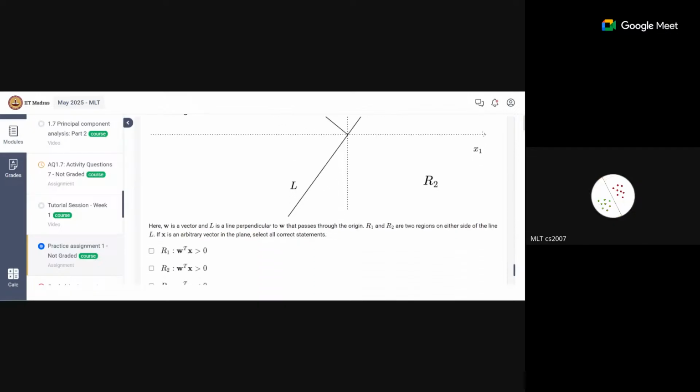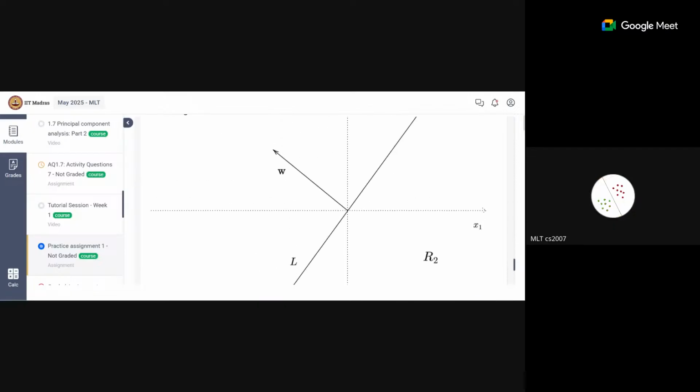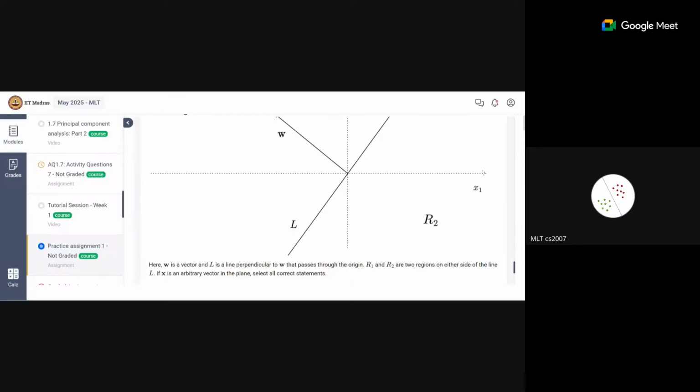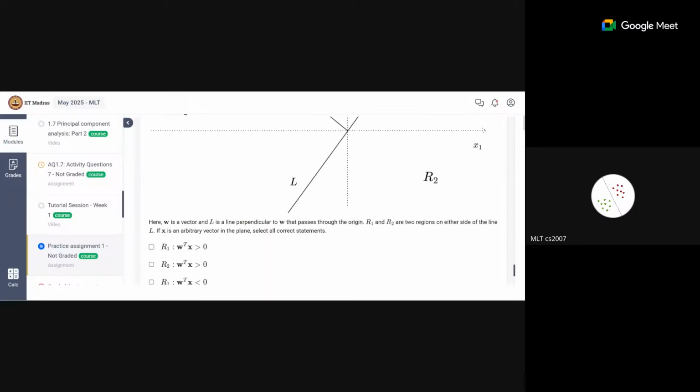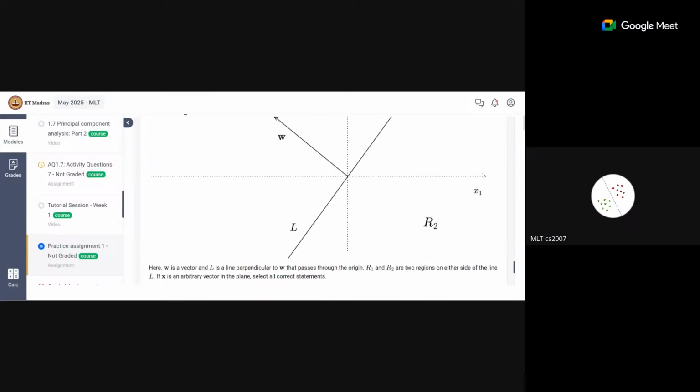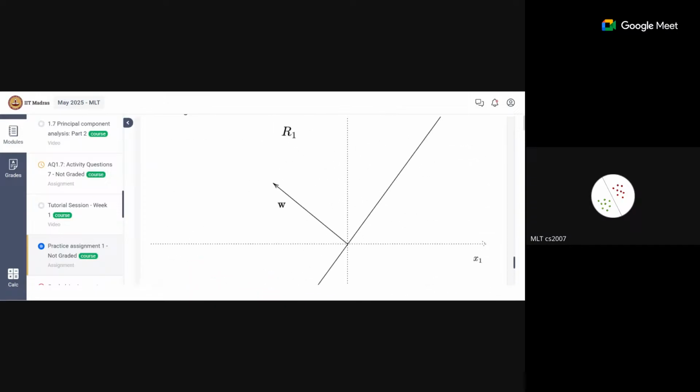No, see, your W is in the second quadrant. And this W transpose X, if you do it, where does X lie? X is any arbitrary vector in the plane, so X can be anywhere. Okay. If I'm talking about any point in region 1, you take any point.